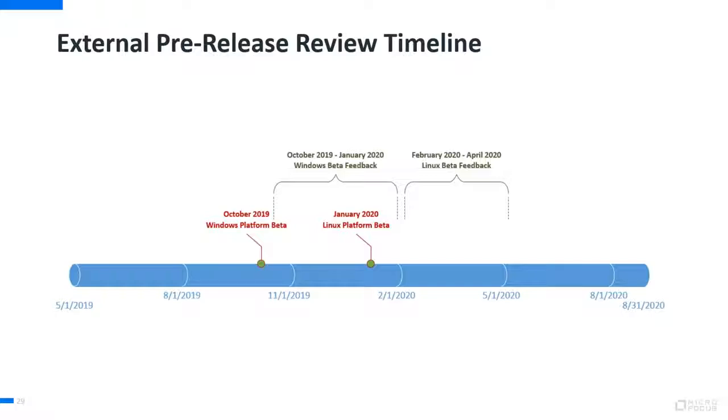For this EPR, we start from October this year with the Windows platform beta, which will take around 3 months. And later from January, we plan to launch the beta testing for the Linux platform in SM. Another 3 months to get the feedback around the Linux platform. And then afterwards, we plan to make the GA in SM.